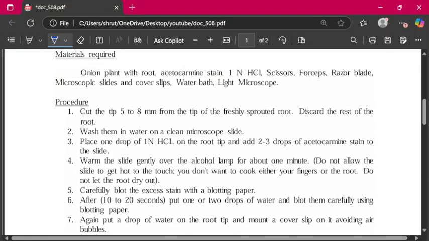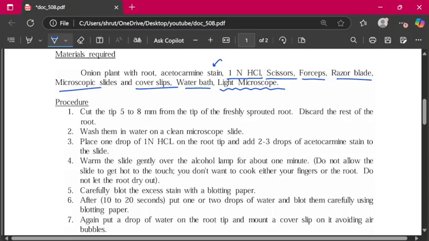Now let's see what are the materials required for this practical. Firstly, the onion plant with root, obviously. Then any stain like acetocarmine. Then 1 normal HCl, scissors, forceps, razor blade, microscopic slides and cover slips, and water bath. And you will need a light microscope.